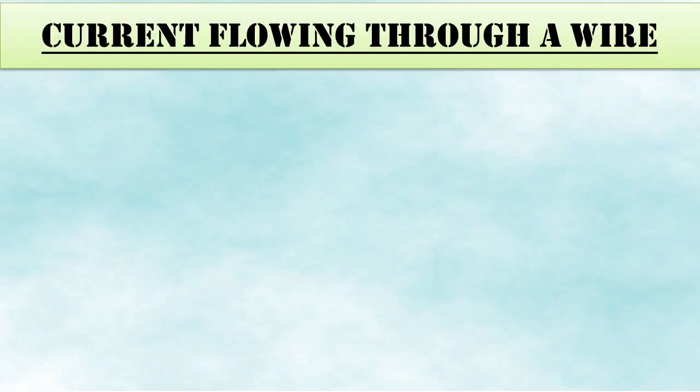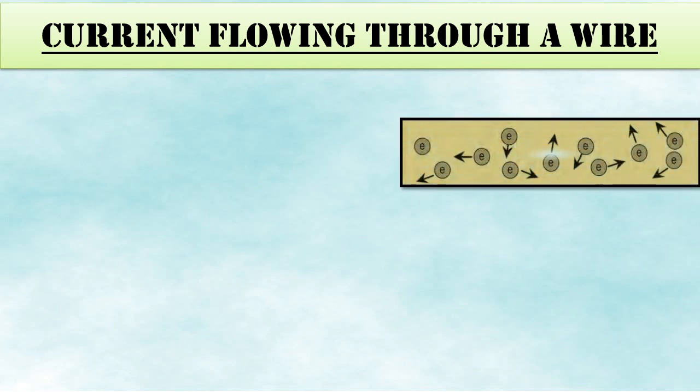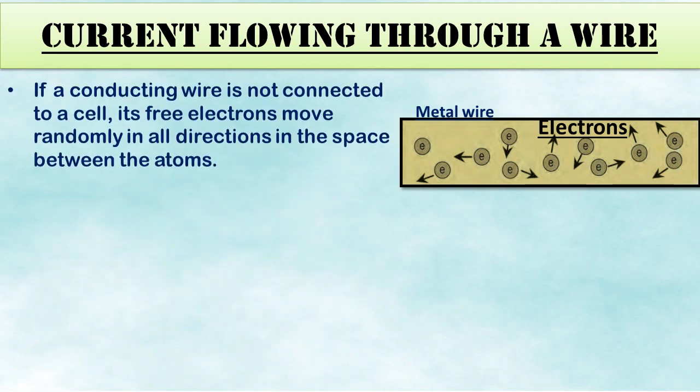Okay, now student, current flowing through a wire or through a metallic conductor. A wire is a metallic conductor. So student, this is the diagram showing a random motion. This is the metal wire. Inside the metal wire, free electrons are moving, and the motion of electrons is random. This is the random motion of electrons in the metallic wire.